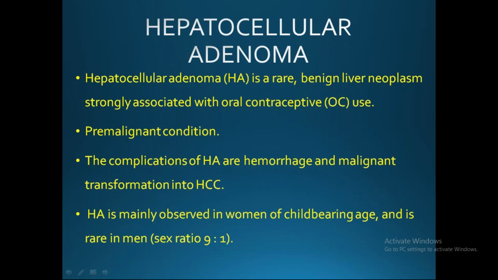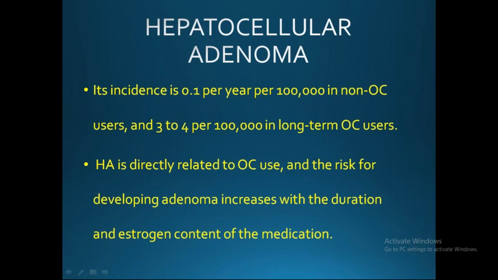One of the complications of hepatocellular adenoma is hemorrhage and malignant transformation into HCC, which is hepatocellular carcinoma, or also simply called hepatoma. Hepatoma, HCC, these two are the same things. Again, women are more commonly involved in this hepatocellular adenoma, and it has a strong preponderance for OCP use.